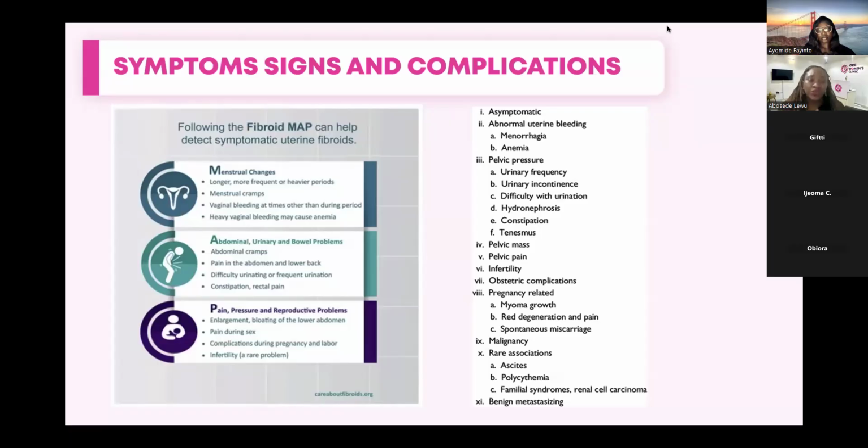Some cannot even hold the urine because of the location of the fibroid, and they start to urinate on themselves. In some, the fibroid itself will plug where they're supposed to urinate from and they will not be able to urinate. They can even come in with urinary retention.